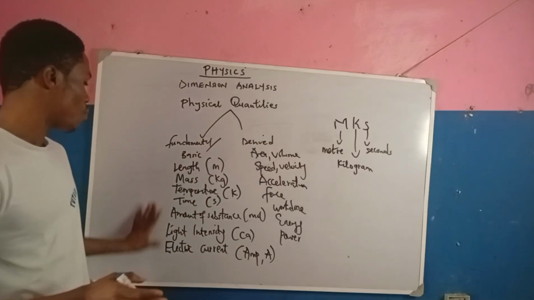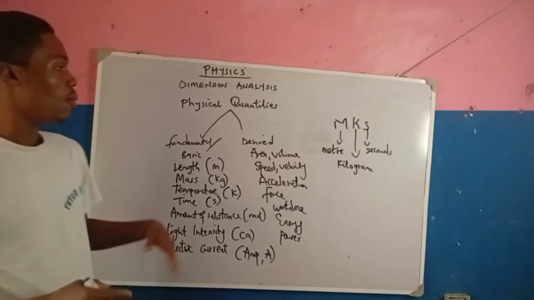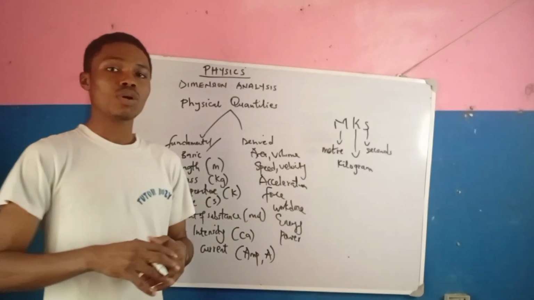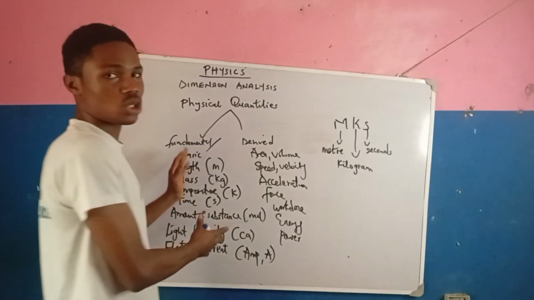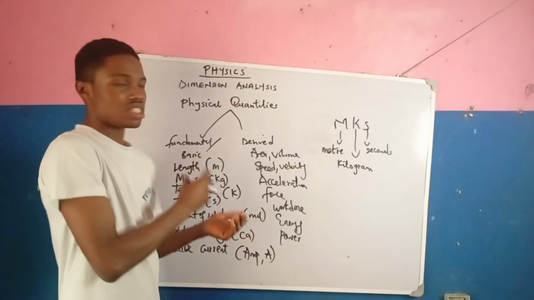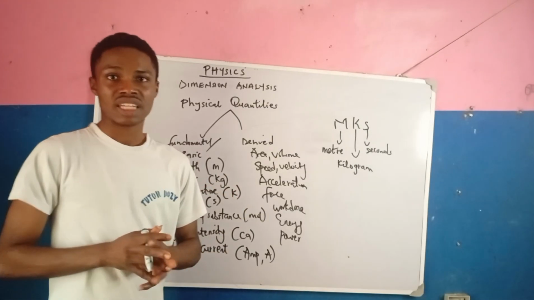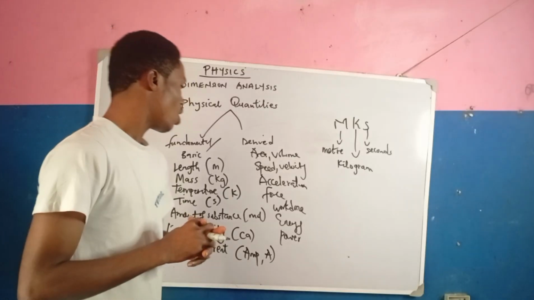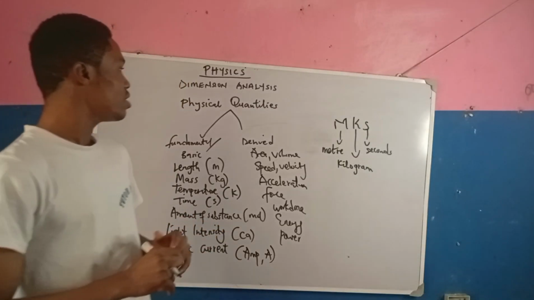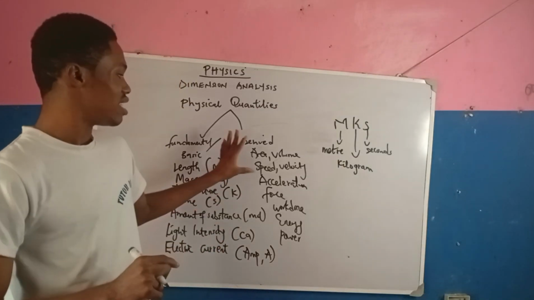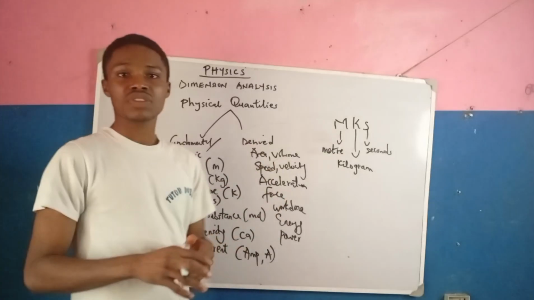Now remember, these 7 quantities here are fundamental. Other quantities are what? Derived. They are gotten from the combination of one or two quantities from here. Do you understand? Alright. Now let's dive into the analysis of the derived quantities.